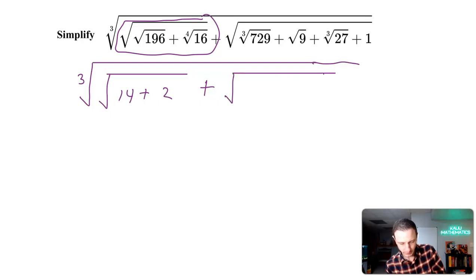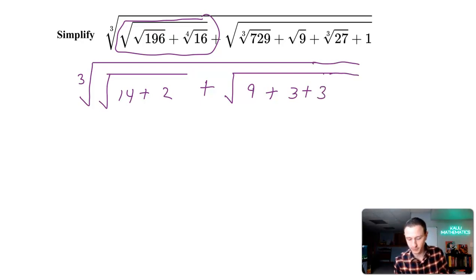Try to make this look as nice as possible. Cube root of 729, I believe, is 9. But let me just double check. Yeah, it's 9. So the cube root of 729 is 9. Plus the square root of 9 is 3. Plus the cube root of 27 is 3 also. So 3 times 3 is 9, times 3 is 27. And then we have plus 1.